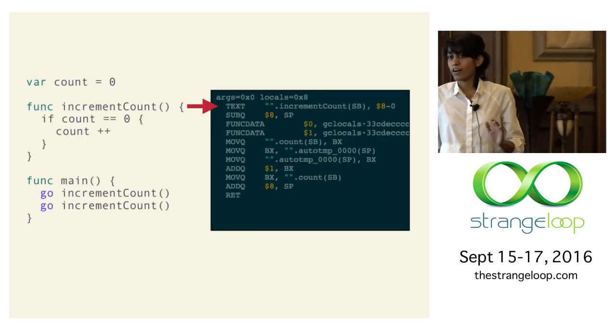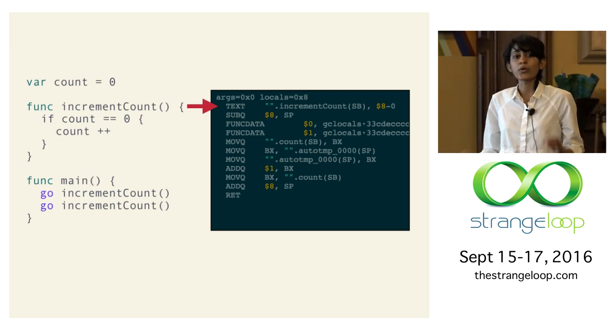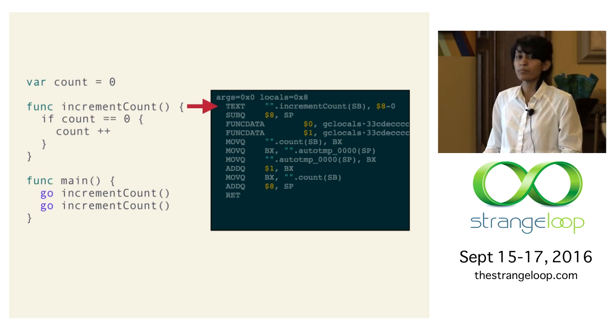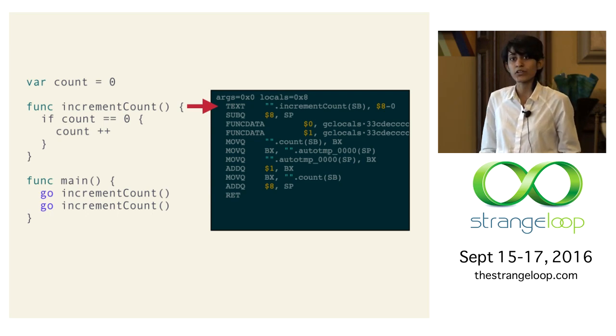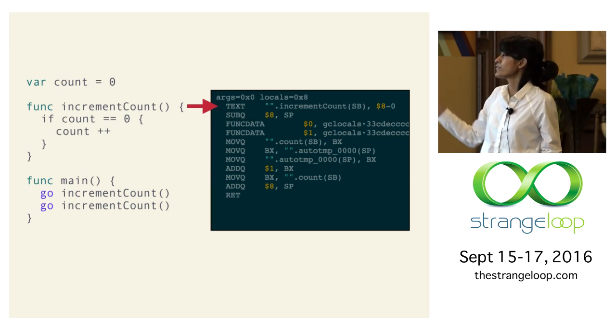So this is our racy count program, compiled without race detection enabled. This is what the assembly for the increment count function alone looks like. And this is uninteresting. This looks pretty standard. The function's defined.